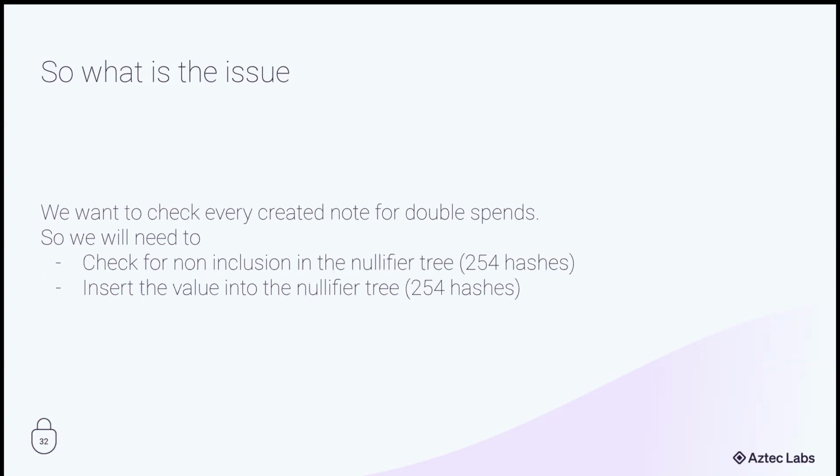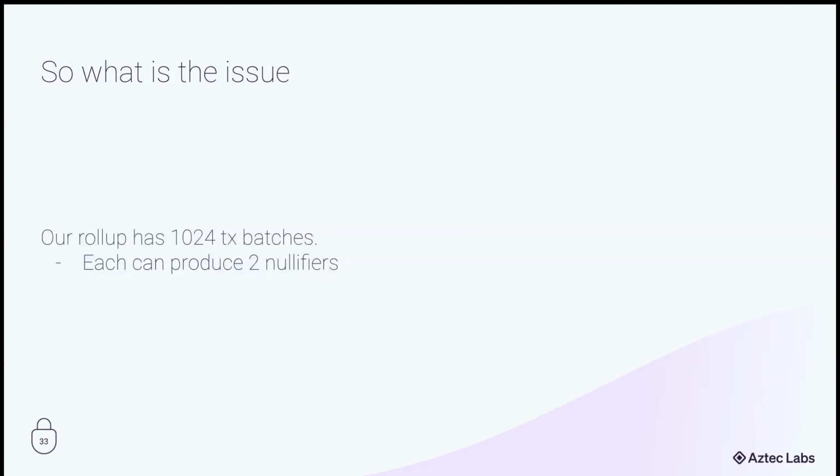So every time we wanted to check that you're not double spending, you would first do the membership check that the value is null at the moment, and then you would insert it and compute the new root. So you end up doing 508 hashes for every insertion. This becomes an issue when you start doing rollups of larger batches.